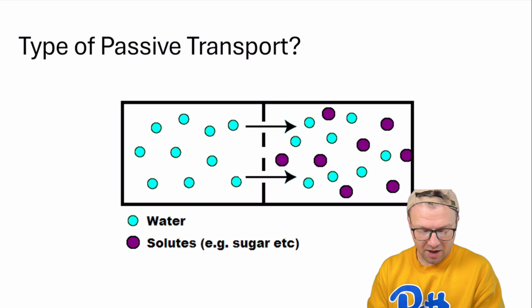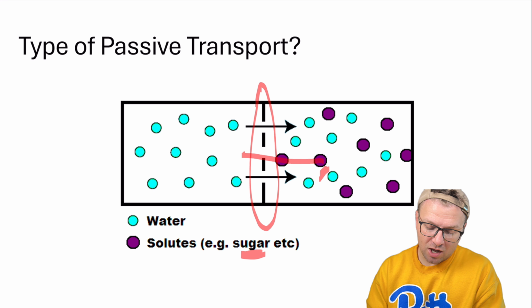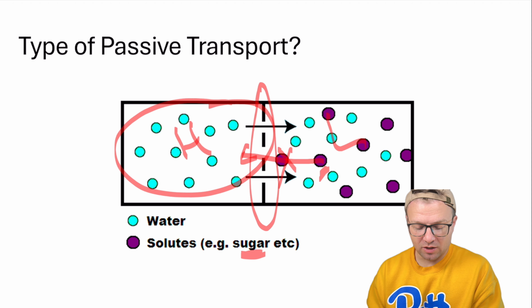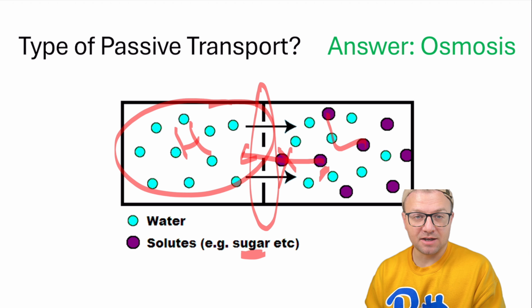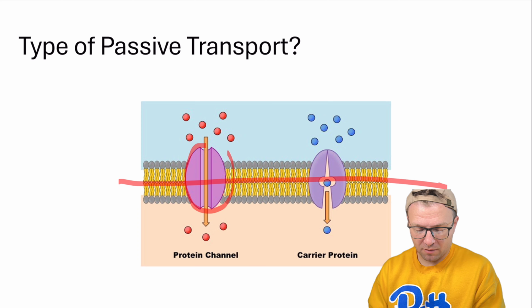We can see here we have water molecules moving through this barrier, through this selectively permeable membrane, and the solute molecules, for example like sugar here, these solute molecules are not moving back over this membrane. So this means the water molecules are moving from high to low concentrations, which means this is an example of osmosis.